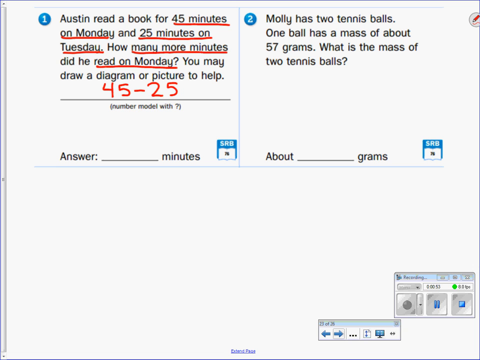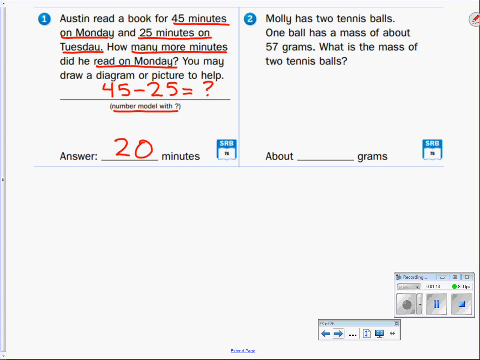And remember, they want a number model with a question mark equals question mark. And then we would just figure out the difference from 45 to 25. Our ones don't change, so there's a 0. And then 4 minus 2 is 2. So 20 minutes difference in his reading.